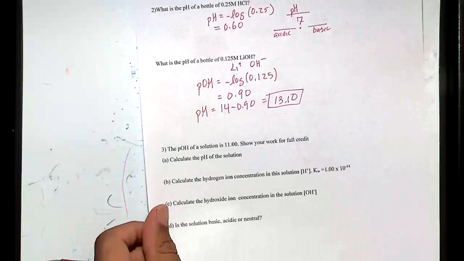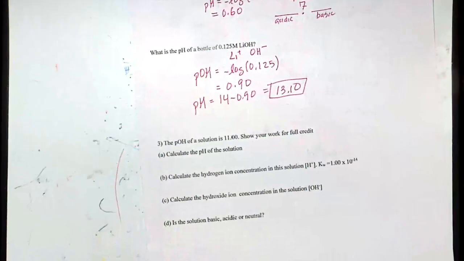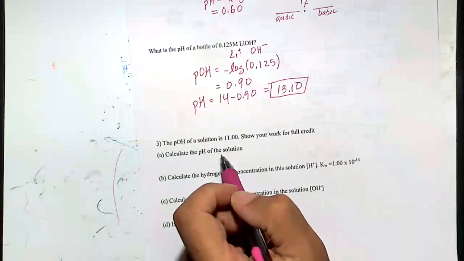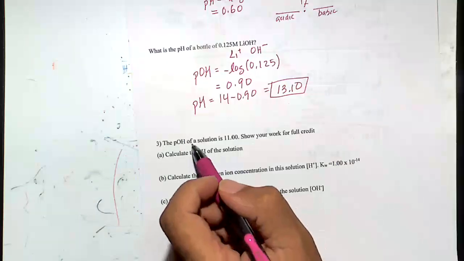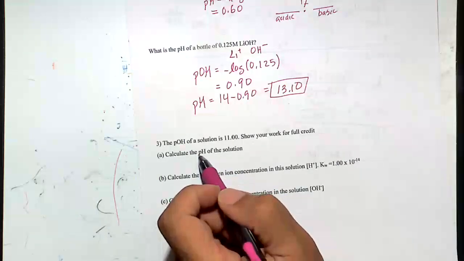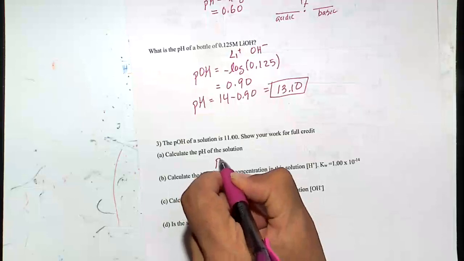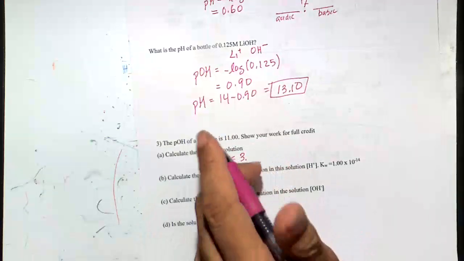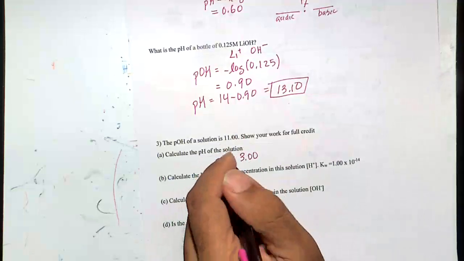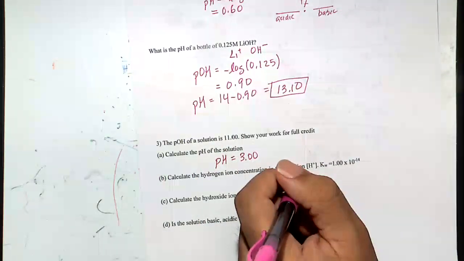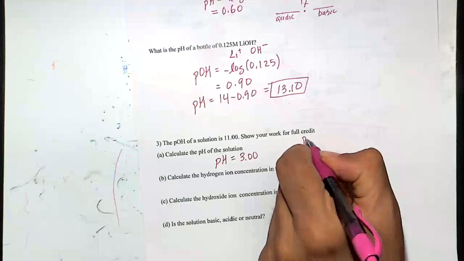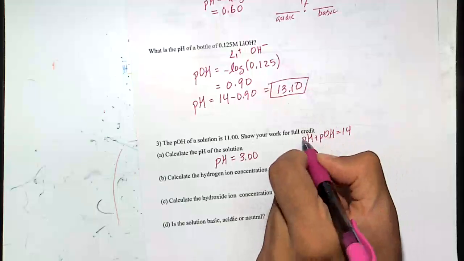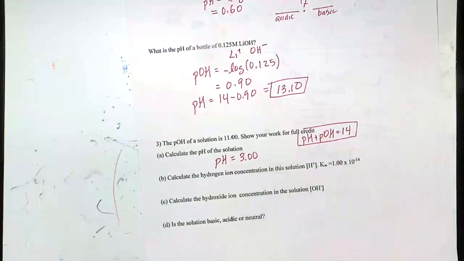Let's move down here. pOH is 11. So what is the pH of this solution? Before we calculate the... actually, we can calculate the pH. This is pretty simple. What is the pH? Why is it 3? Yes, pH plus pOH is equal to 14.